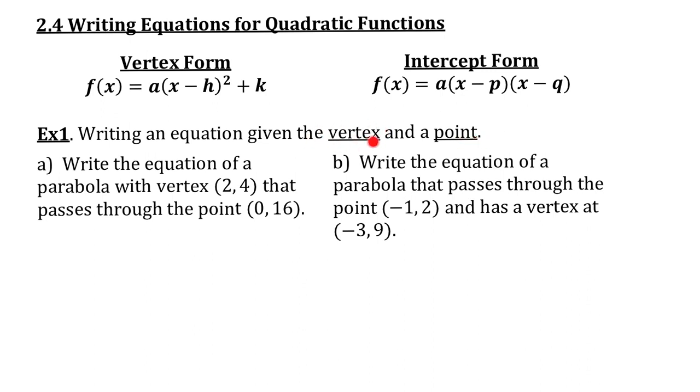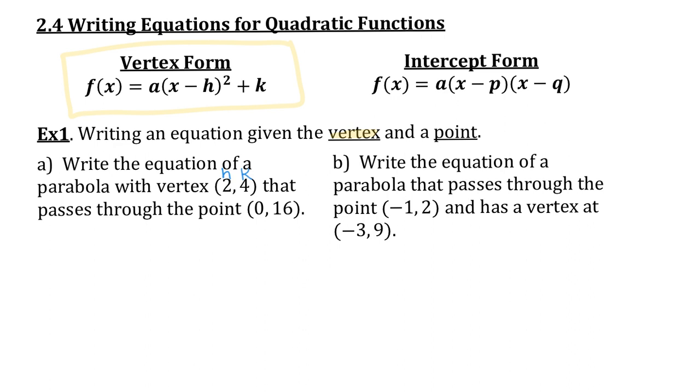So for the first example, they're going to give us a vertex and a point. Since they're giving us the vertex, we're going to end up using this format. It says write the equation of a parabola with the vertex (2, 4), so that's going to be my h and my k, that passes through the point (0, 16). They have to give me one other piece of information. So let's start with what they gave me.